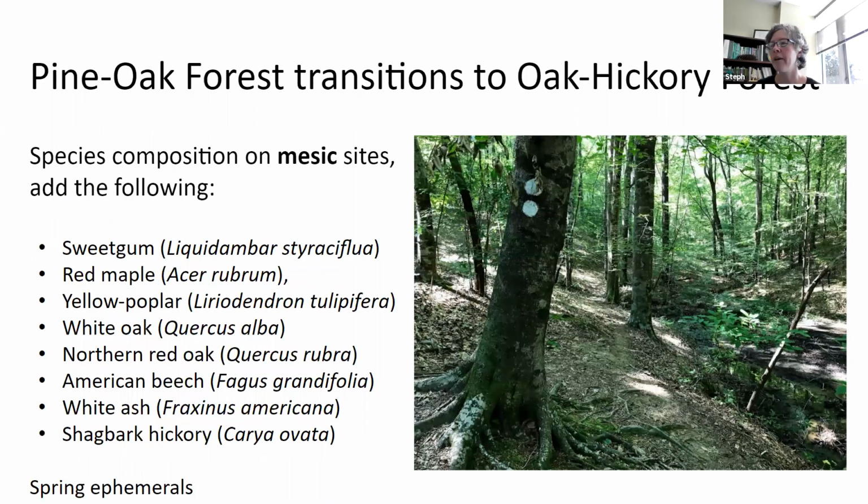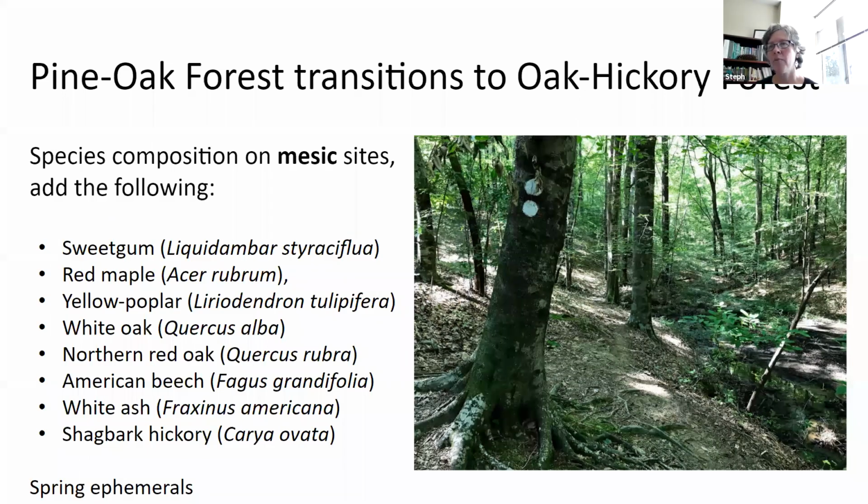So if you're on a Mesic site, this is a site that's a little bit more moderate. It's got maybe deeper soils, they may be a little less acidic. There's higher availability, right? If you have less acidic soils, that means nutrients are more available. And so in these richer sites or Mesic sites, you would have additional species coming in. This is a pretty diverse area, right?